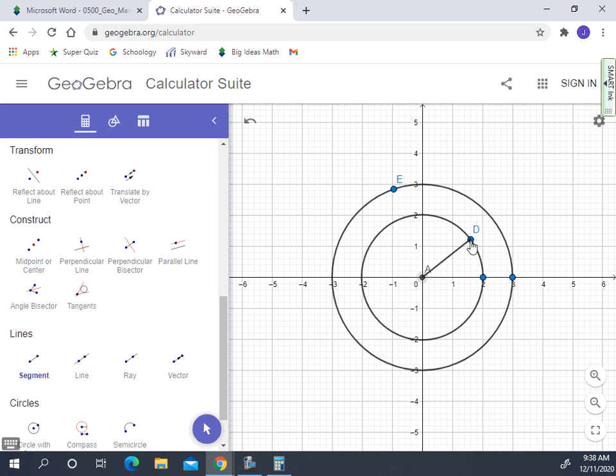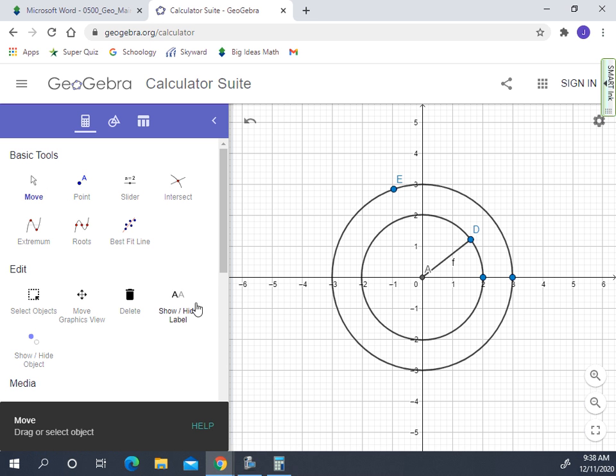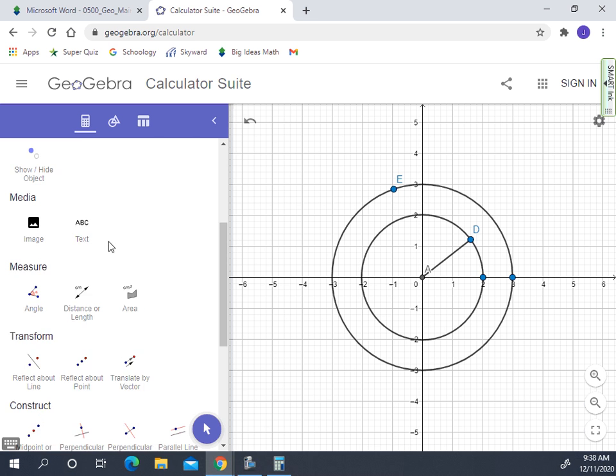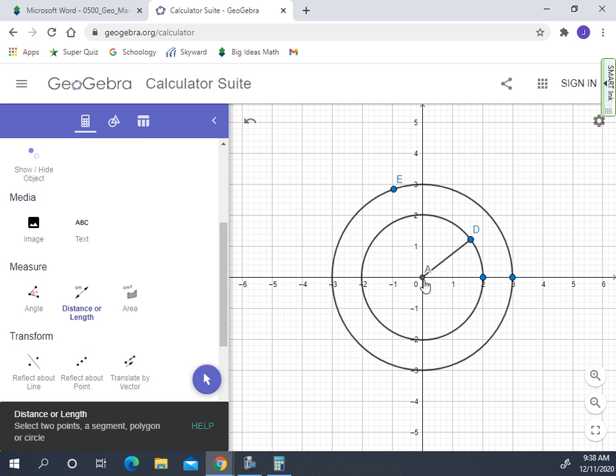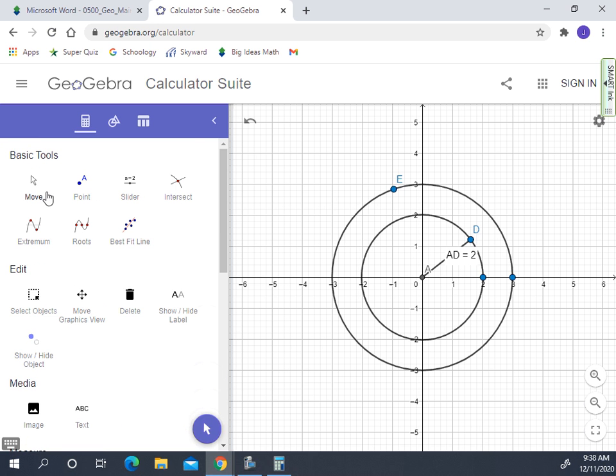So AD, that's going to be 3. Okay, or actually, I don't like these letters showing up. How do I know it's 3? I can find the distance between these two. And in GeoGebra, when you put a point on a circle, that point doesn't move from that circle. So no matter where you go on that circle, the distance will always be 2.